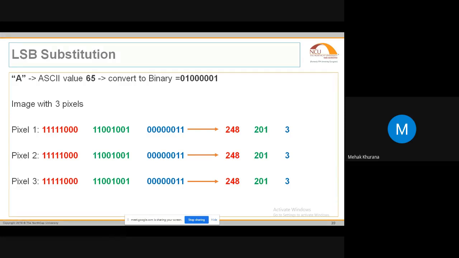And the image pixels, which I told you earlier are the 3 pixels that I've taken. So what are the values for these pixels? These are the values 248, 201 and 3. Again, all 3 pixels have the same value: 248, 201 and 3. Next slide, please.